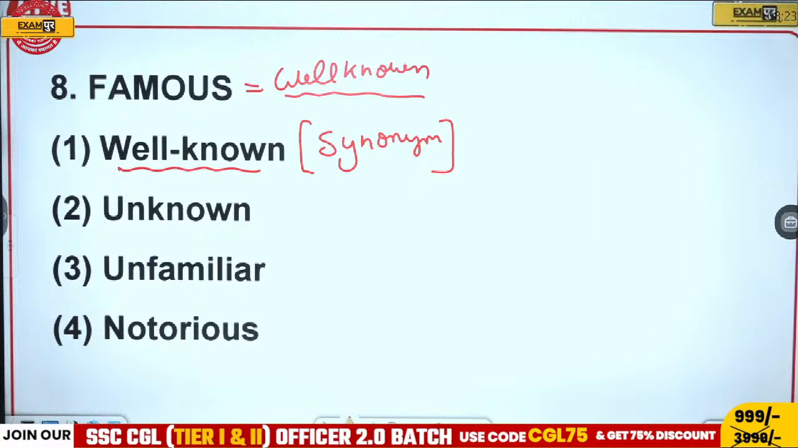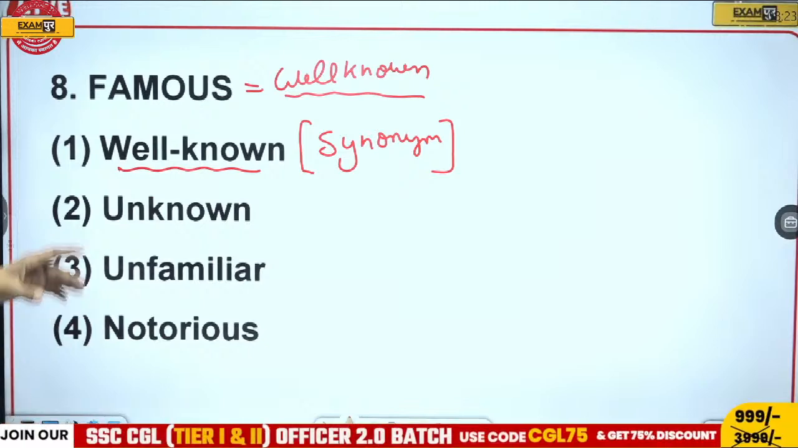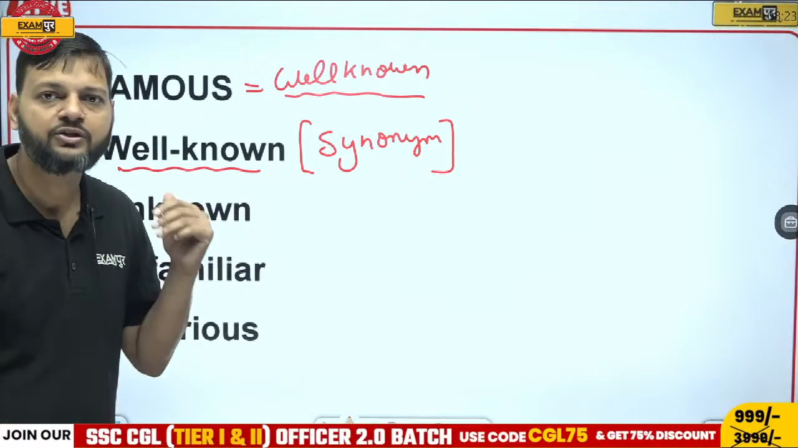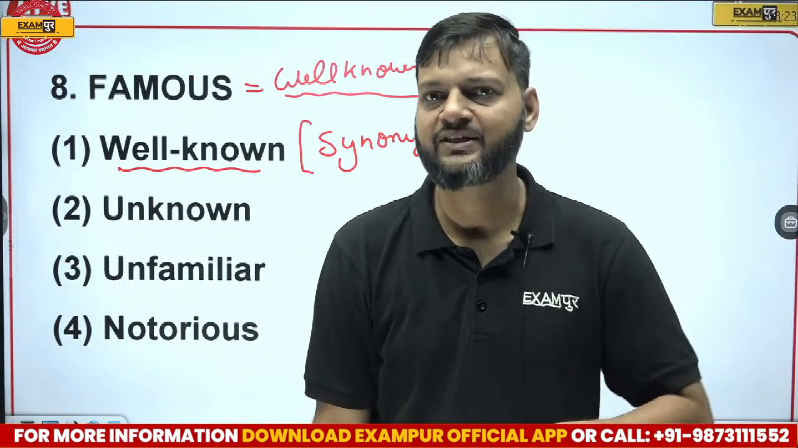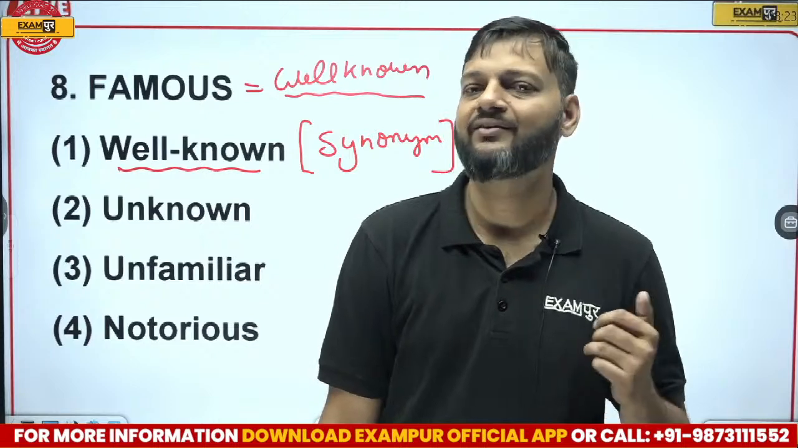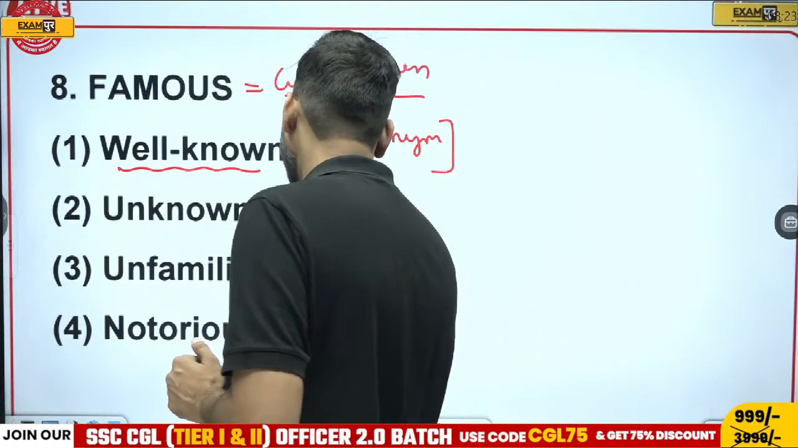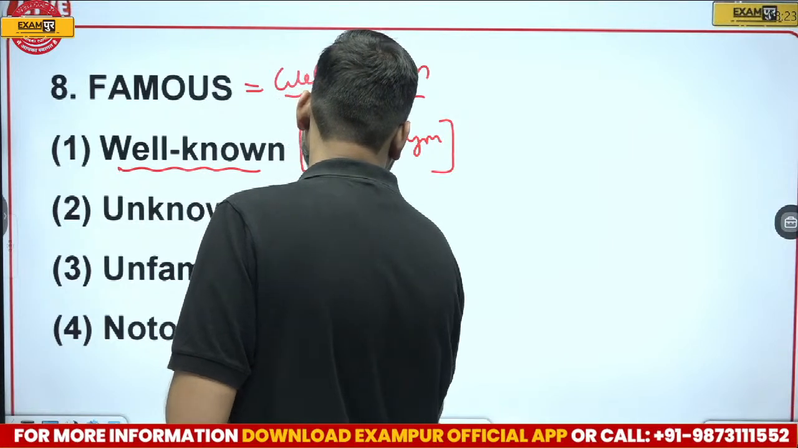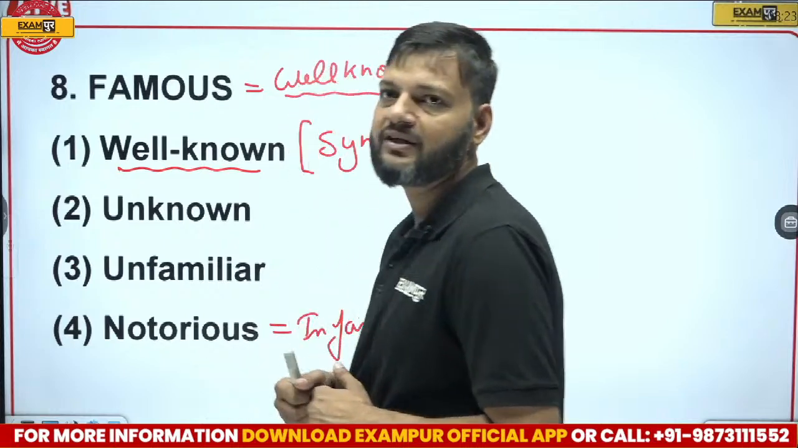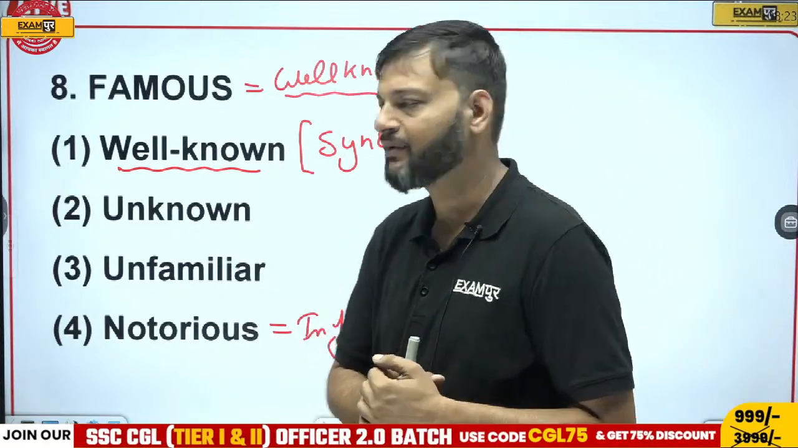Now, Prajwal said unknown and Vikramaditya said notorious. See, notorious is not the antonym of famous. Famous is a different word which has a different meaning, and notorious is a different word which has a different meaning. Notorious is the synonym of infamous.